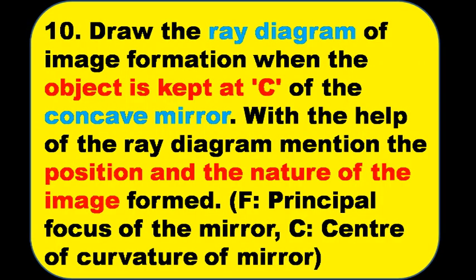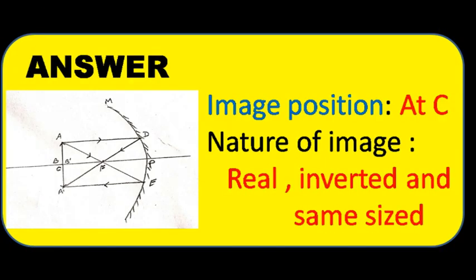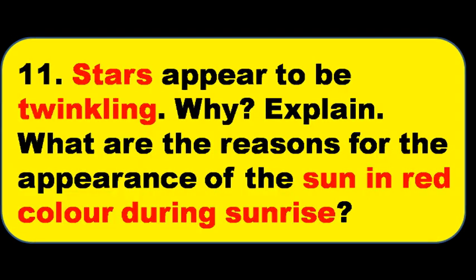Draw the ray diagram of image formation when the object is kept at C of the concave mirror. With the help of the ray diagram, mention the position and the nature of image formed. F is the principal focus of the mirror. C is the center of curvature of the mirror. Image position is at C; nature of image: real, inverted and same size.